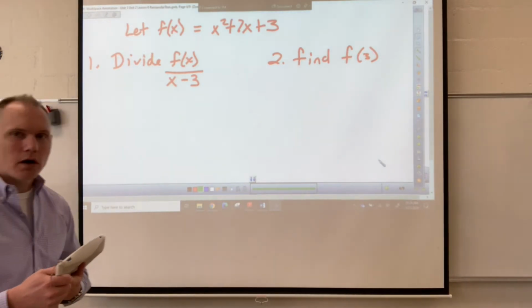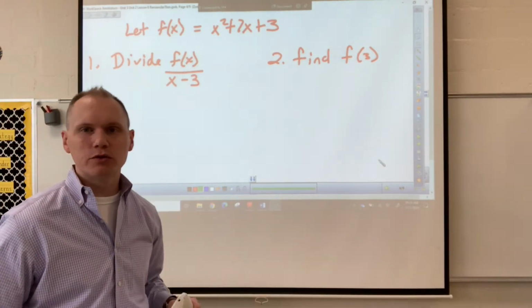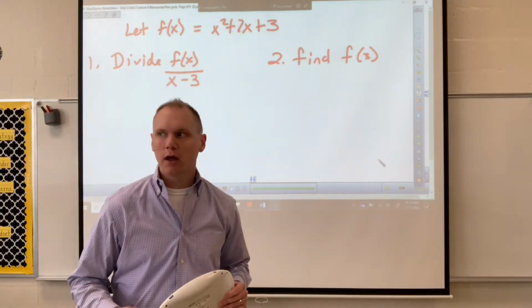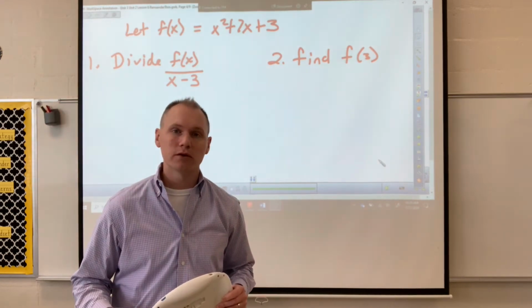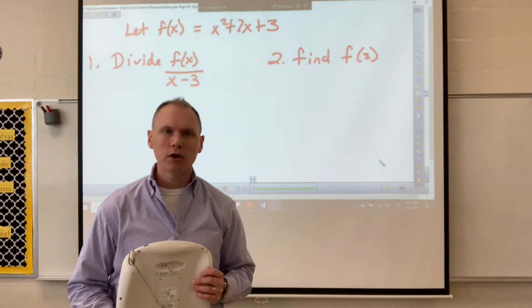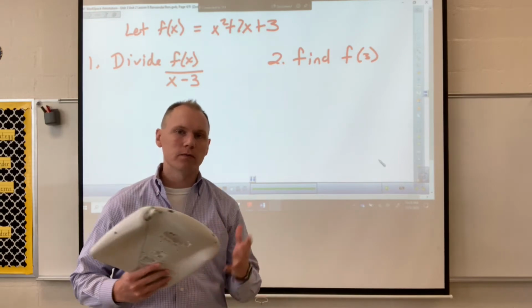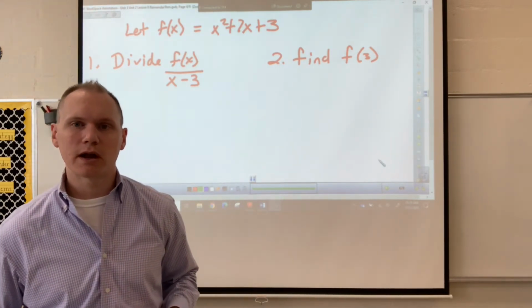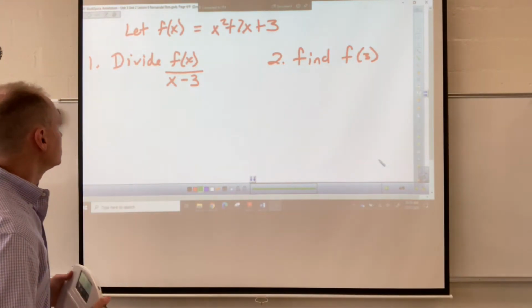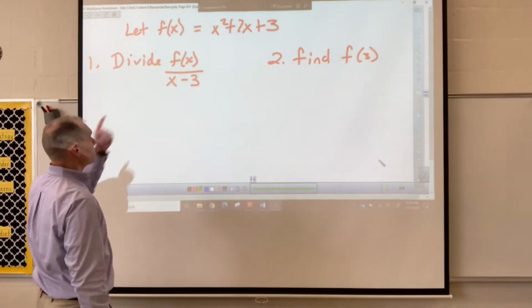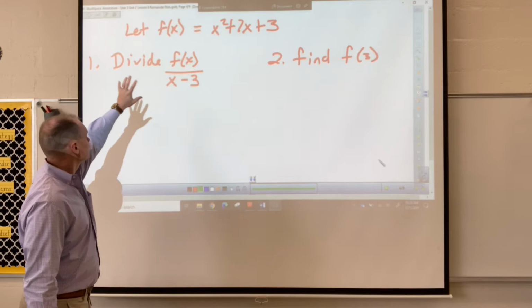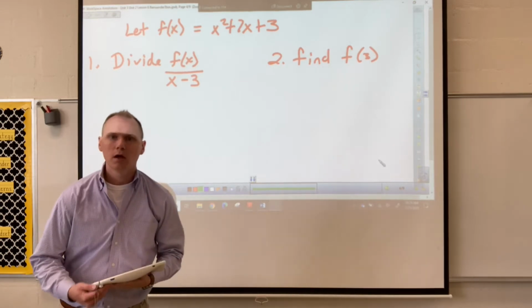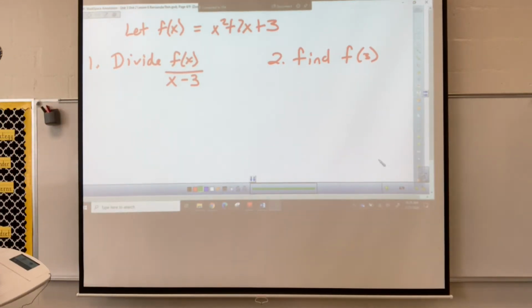Okay, so for today, our goal is to be able to use and understand what's called the remainder theorem. We're going to hopefully discover that first, and then we'll see how we can actually apply it. So let f of x equal this quadratic function up here. Let's divide this function f of x, this quadratic, by x minus 3. Let's go ahead and do that together real quick.